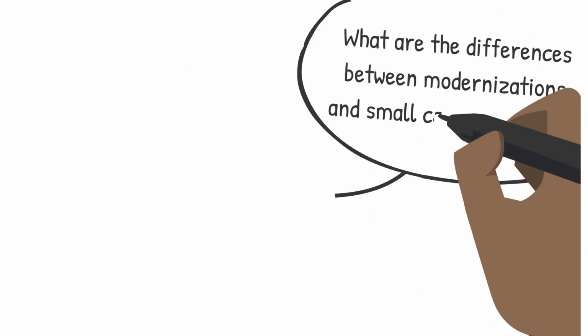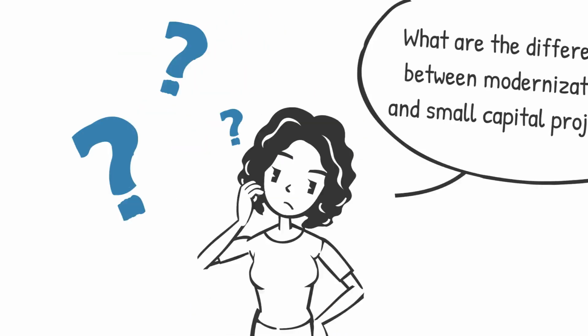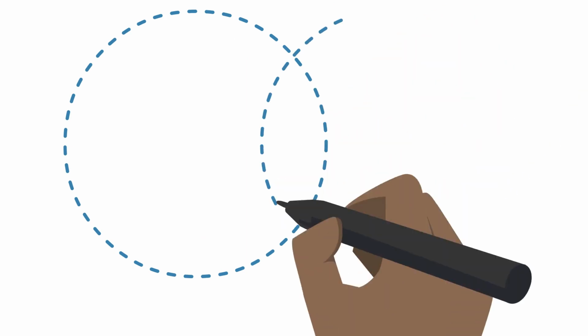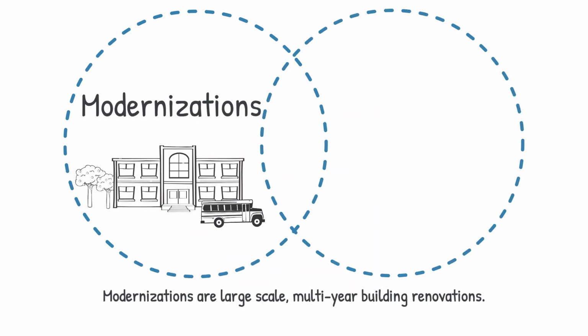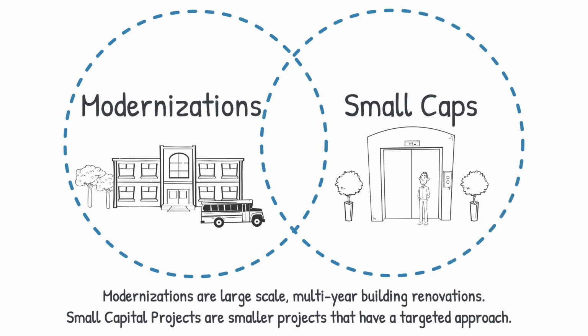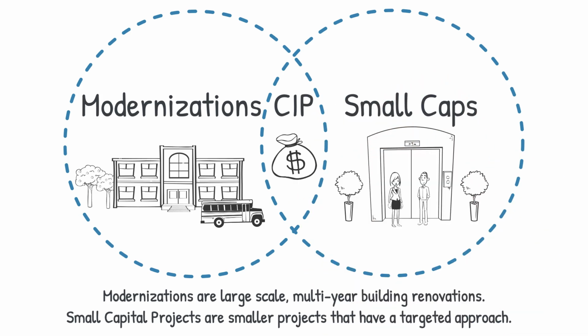Let's talk more about the specifics of modernizations and small capital projects. Think of a school modernization as a large-scale, multi-year building renovation where students return to a brand new learning space. Small capital projects, or small caps, are much smaller projects that solve a specific problem or make a targeted improvement to the building, like adding an elevator. The Capital Improvement Plan provides the funding for both types of projects.